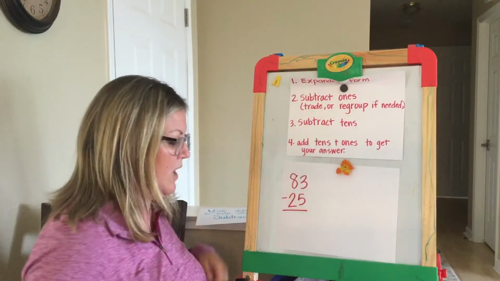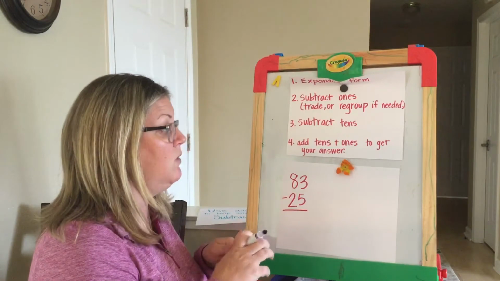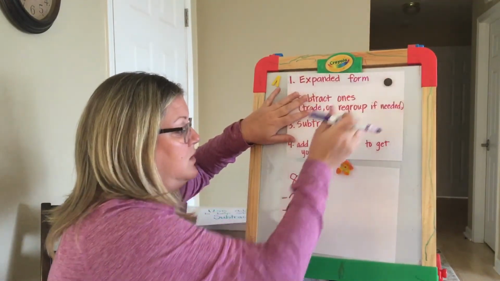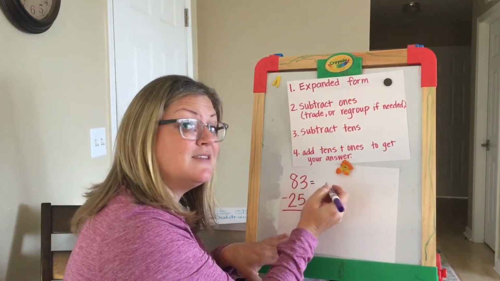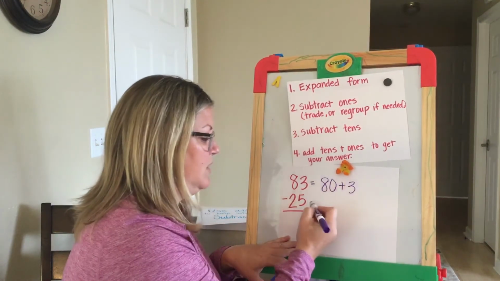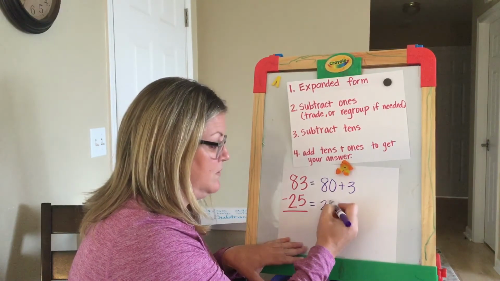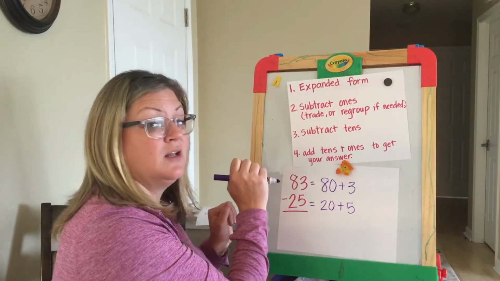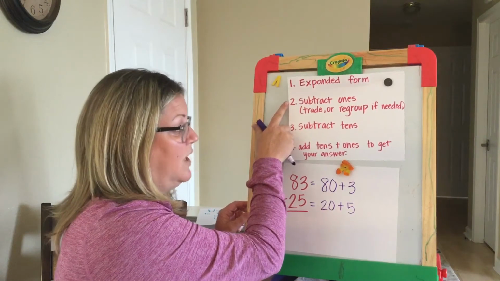So here's our problem. We have 83 things and 25 went away. So let's start by writing the numbers in expanded form. That's our number 1. All right, so 83 in expanded form. 83 is the same thing as 80 plus 3. And 25 in expanded form, that's the same as 20 plus 5. Okay, so that was number 1, expanded form. Let's look at number 2 to figure out what we're going to do next. Number 2, subtract the ones.